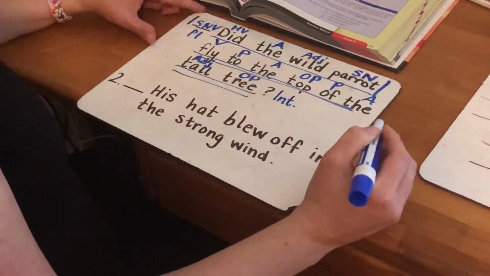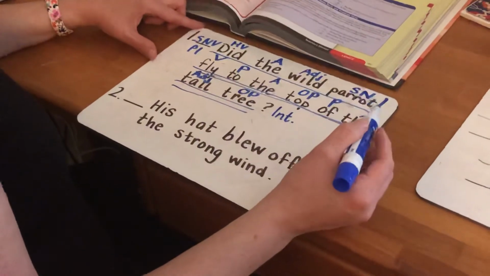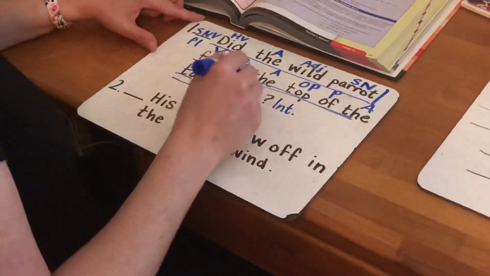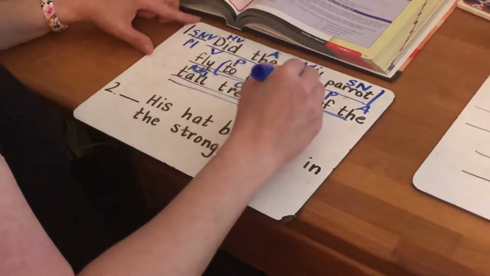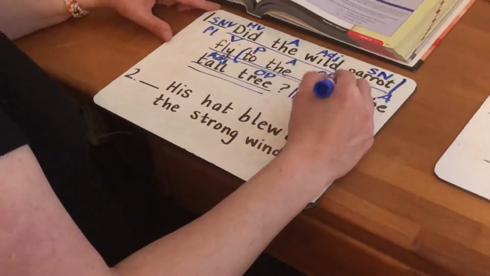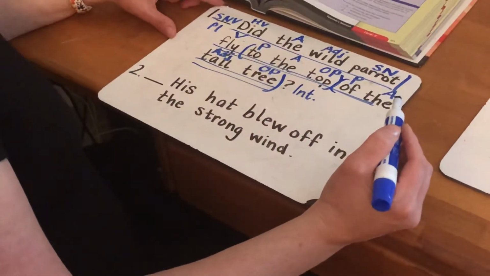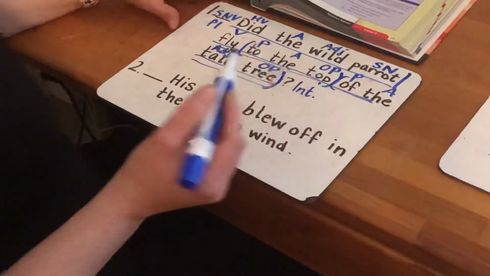int. Let's go back and box in our prepositional phrases. We have 2 of them. To the top, prepositional phrase. Of the tall tree, prepositional phrase. And that's number 1. Let's go down to number 2.